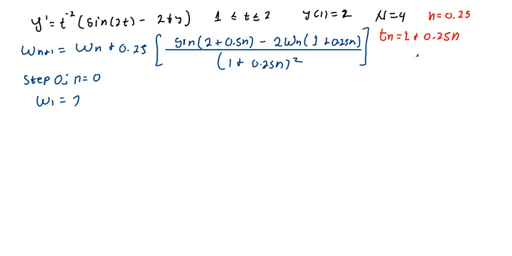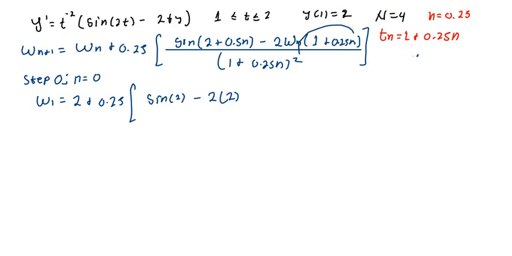So that would be 2 plus 0.25. Then here you're going to have sine 2. Okay, why is it 2? Because here you're going to get a 0. 0.5 times 0 is 0. Then here as well you're going to have minus 2. What is your wn? Wn is a 2, like this one here. So it's w naught, which is actually a 2.